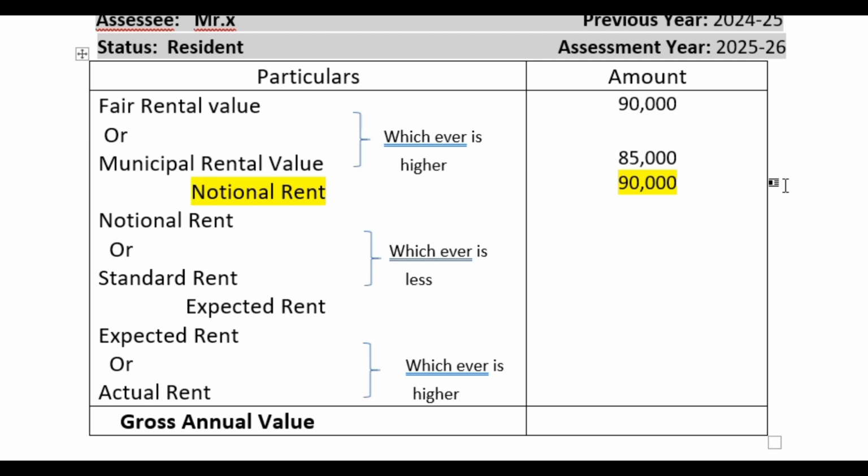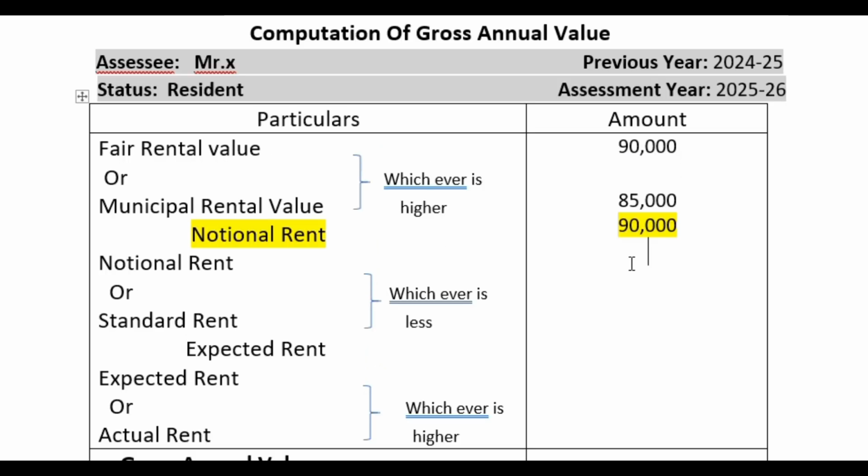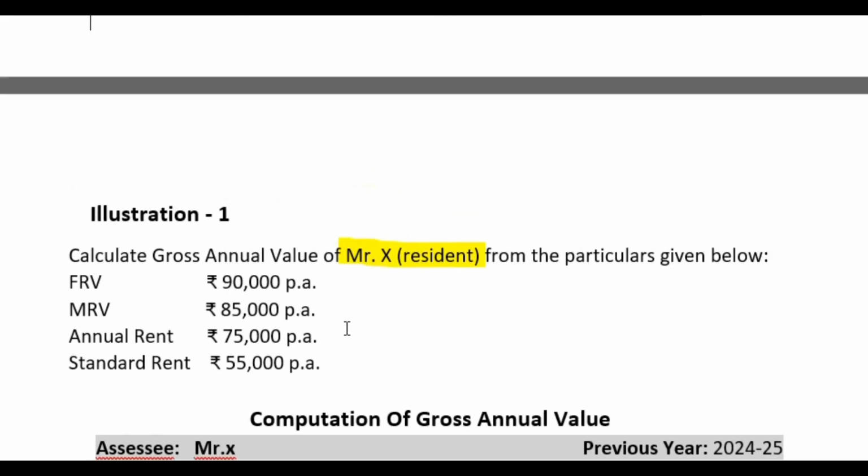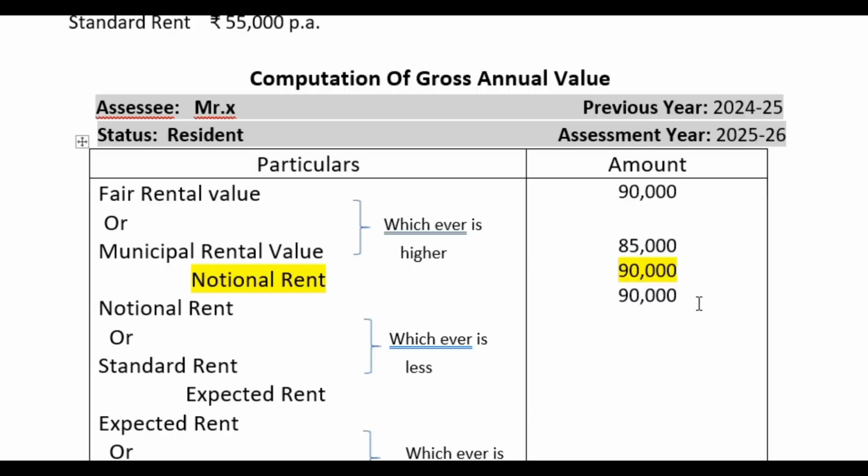Next, notional rent. How much is our notional rent? It is 90,000, or standard rent. We'll go back to the question. We'll see how much is your standard rent. The standard rent is 55,000. Now, whichever is less, notional rent or standard rent, whichever is less will be your expected rent. 90,000 is less or 55,000 is less? So the lesser number is 55,000. So our expected rent will be 55,000.